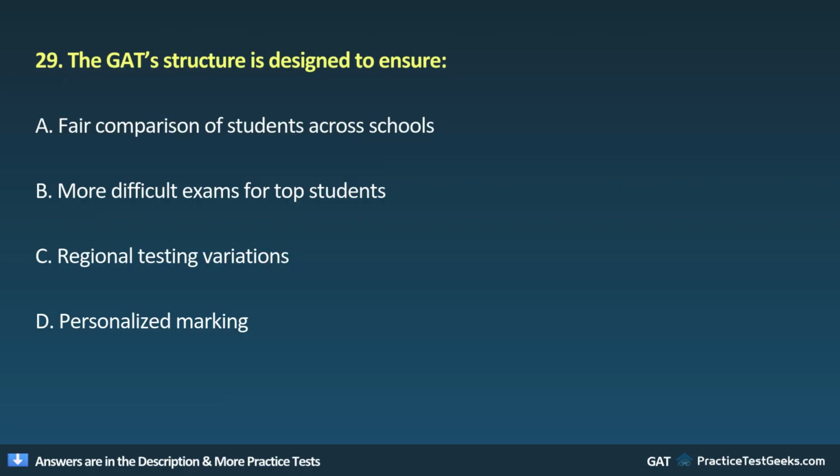29. The GAT structure is designed to ensure A, fair comparison of students across schools. B, more difficult exams for top students. C, regional testing variations. D, personalized marking.